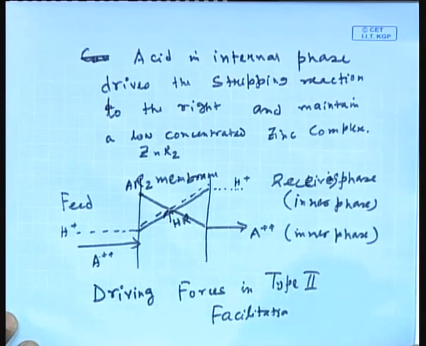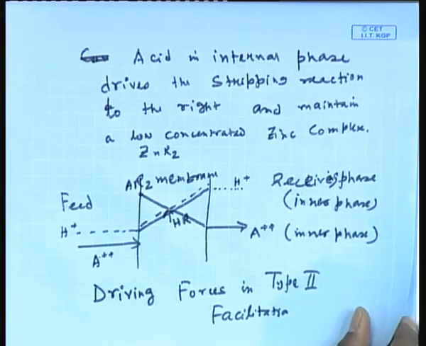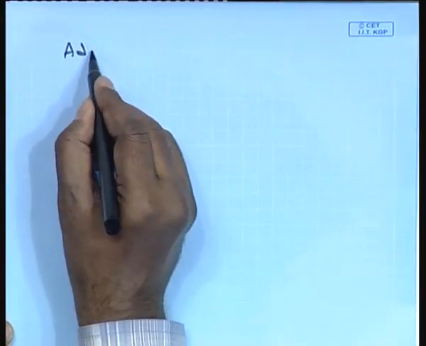That is the typical driving force diagram in a type 2 facilitation process. The transport of the pollutant is facilitated by complexing with a carrier compound present in the oil phase, and this complex diffuses through the oil phase or membrane phase. It goes into the inner phase, another reaction takes place and releases the pollutant into the internal phase, where it is stripped and concentrated. Those are the principles. Now let us write down the advantages of the emulsion liquid membrane.